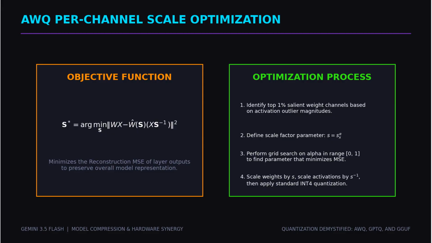AWQ searches for the optimal per-channel scaling factor by minimizing the reconstruction error of the layer output. By shifting the precision burden from the weights to the activation scaling, AWQ achieves robust 4-bit quantization with virtually zero loss in model perplexity, keeping execution highly hardware-friendly.